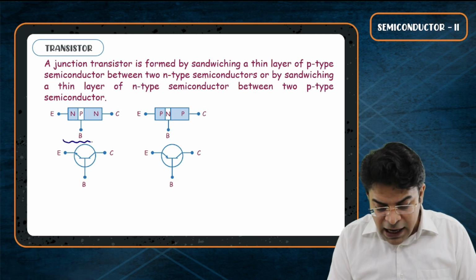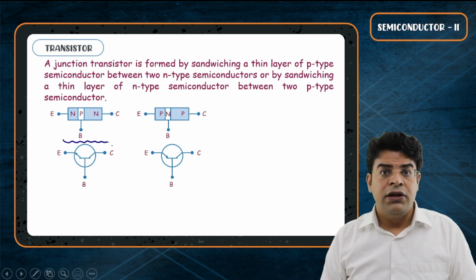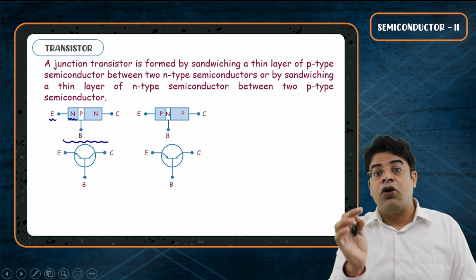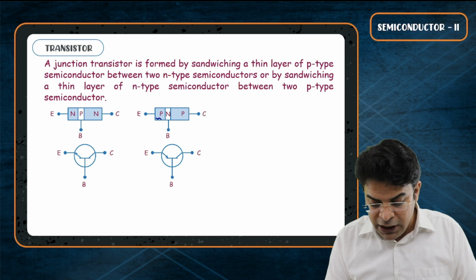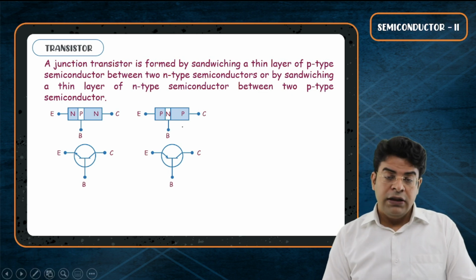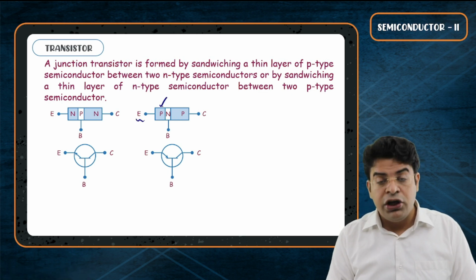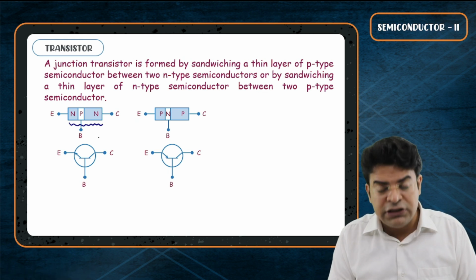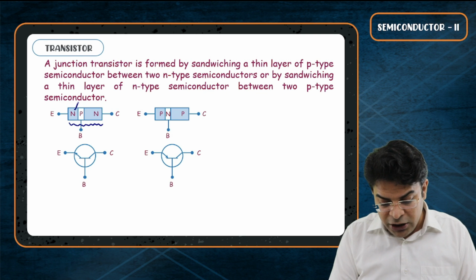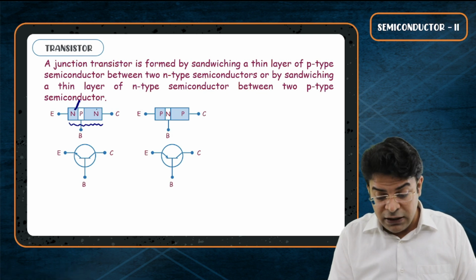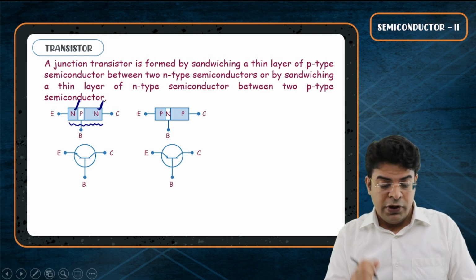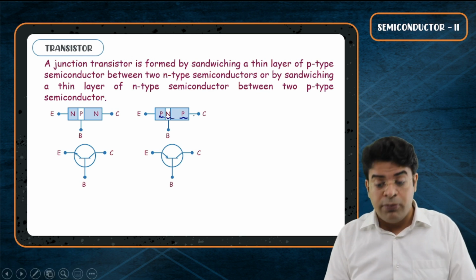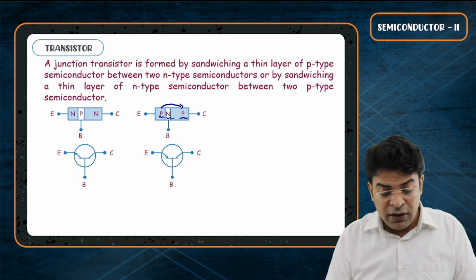If you have got an NPN transistor, then the emitter will emit a huge number of electrons. If you have got a PNP transistor, then the emitter will emit a huge number of holes. In an NPN transistor, the emitter emits a huge number of electrons and the collector collects them. In a PNP transistor, the emitter emits a huge number of holes and the collector collects them.